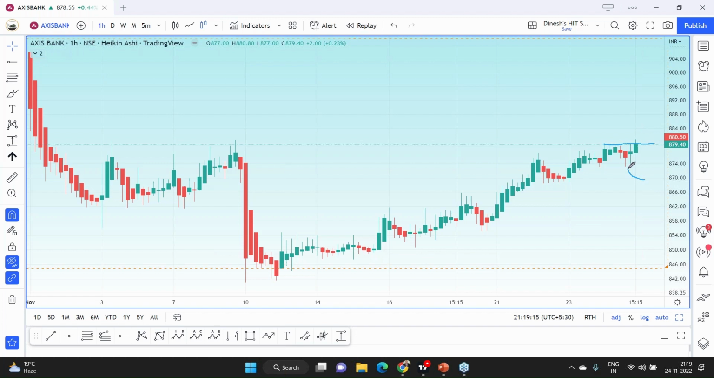Keep this as your trail stop loss initially. Remember, you're looking at hourly, so you'll have to wait for the hourly Heiken Ashi to close below this, and gradually take your trail stop losses two candles behind. Just let it be like a shadow. Consider it like a shadow, like when you're walking in the afternoon or in the morning, not at 12 noon. Look at it like shadow boxing.